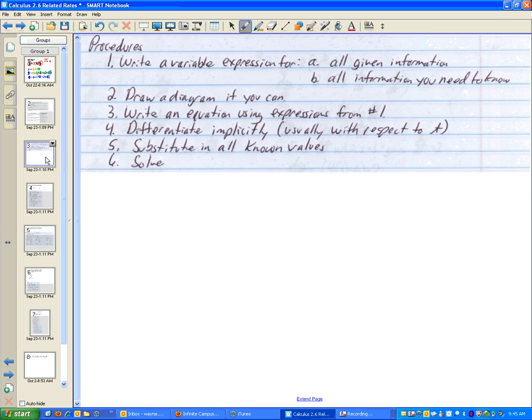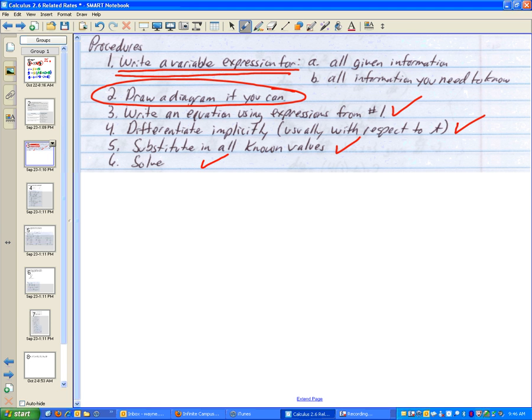I write them this way. Once you figure out what you know, write a variable expression for it. Once you've figured out what you need to know, write a variable expression for it. If you can draw a diagram, draw a diagram. Not everything has a diagram, but if you can, draw one. Write an equation with your knowns and unknowns. Use implicit differentiation. That's how it becomes a related rate equation because your derivatives are the rates. Substitute in everything they tell you or you can figure out. Solve for what they tell you to solve for.